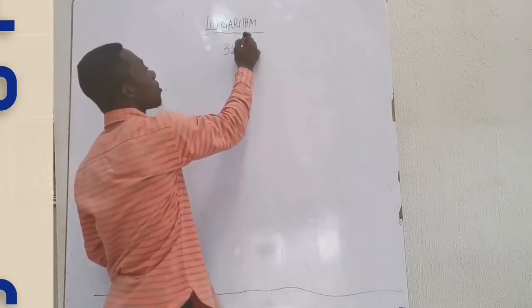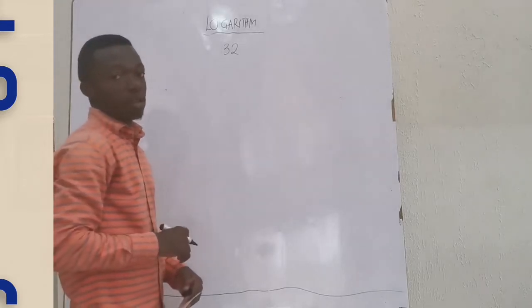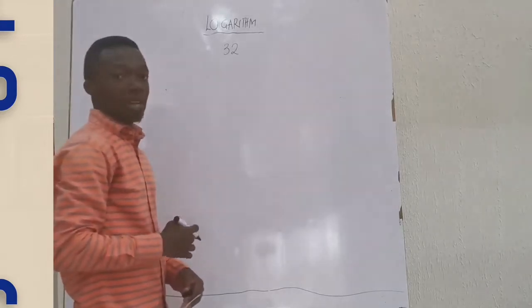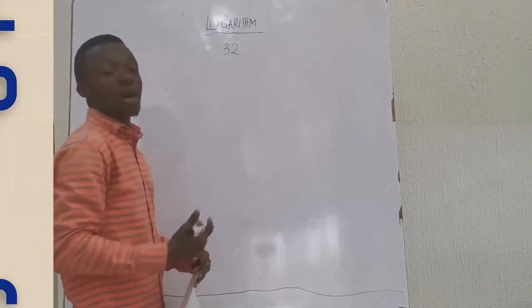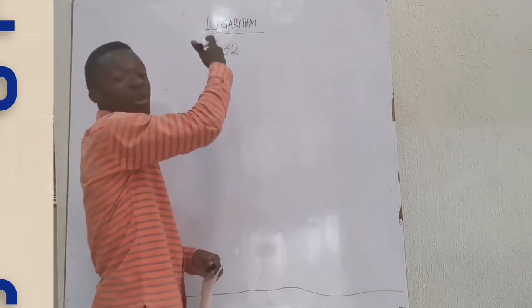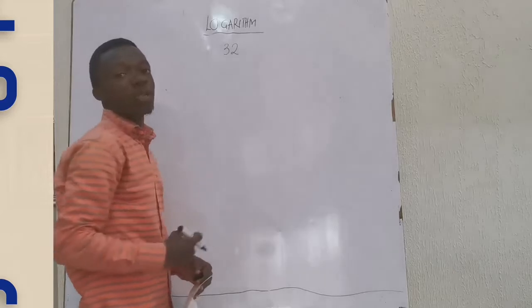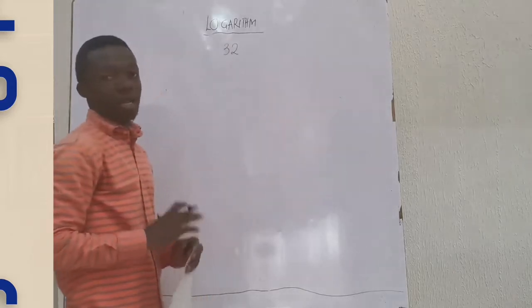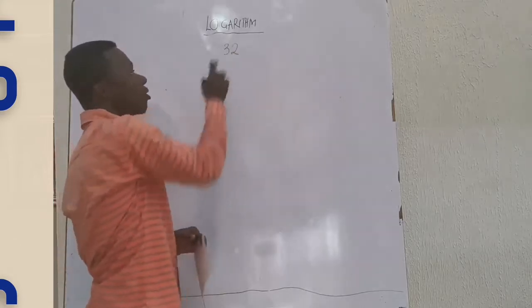32. That's my number, okay? Per the concept of logarithm, it refers to the index or the power to which the base of the number must be raised in order to get that same number back. That's what we call the logarithm of any number. So I have 32 here.